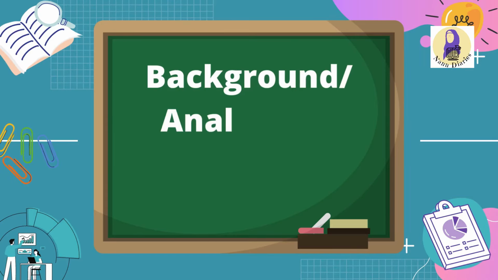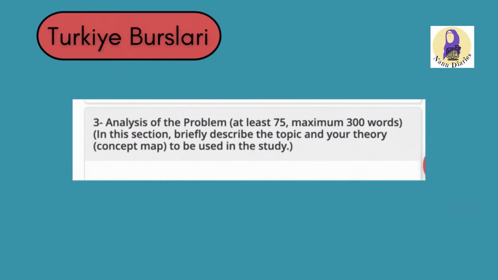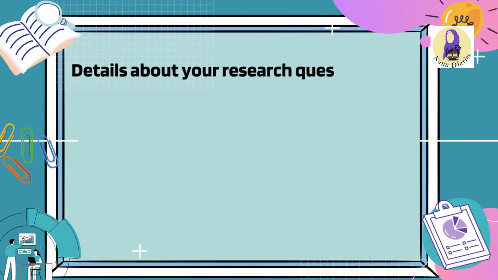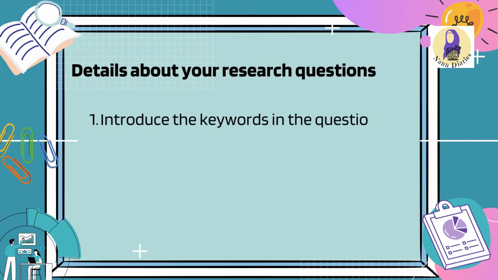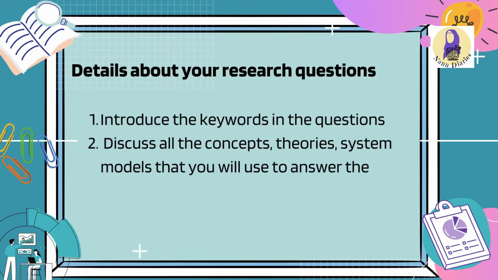After the background or research analysis of this problem, now you will explain more detail about this problem. In the first line, you can introduce the keywords in the question. If you have several keywords that the other readers maybe will not understand, you will explain what that is, and then discuss all the concepts, theory or system model that are related or that you want to use to answer your research question. Here, this is not about proposing your idea. You just simply explain what this question is, what the main problem is.